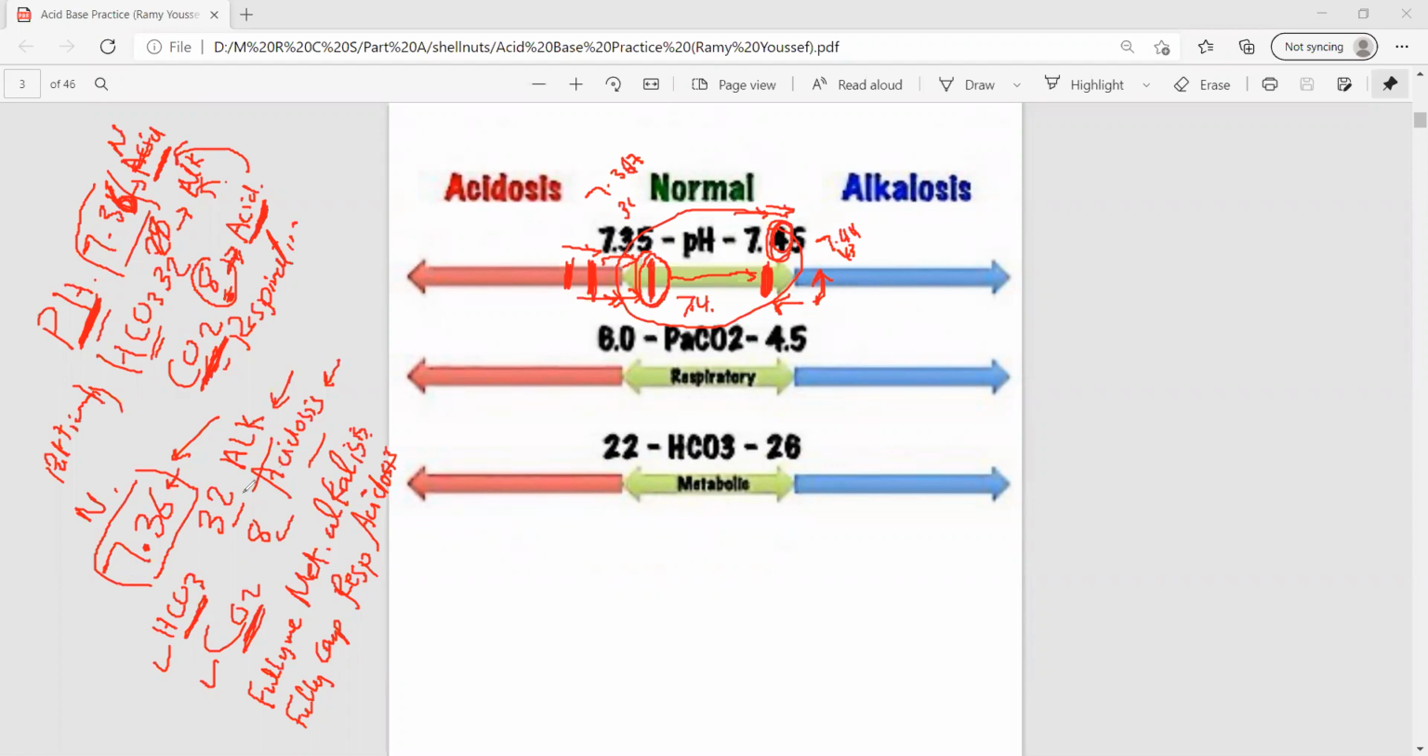Acidotic problem. So this is the main problem. So this is respiratory acidosis fully compensated by metabolic alkalosis. Fully compensated metabolic acidosis. Okay.